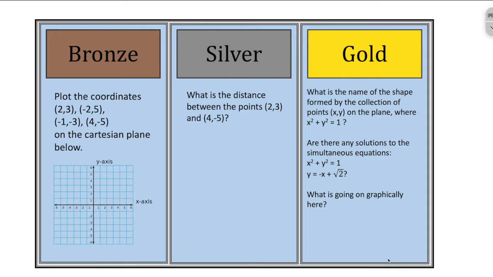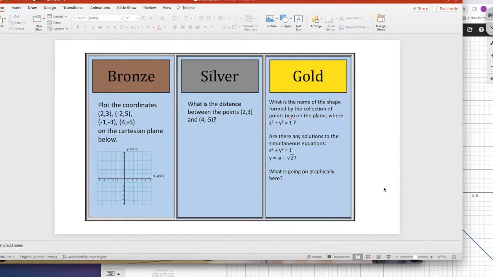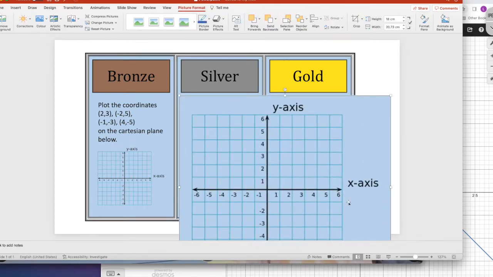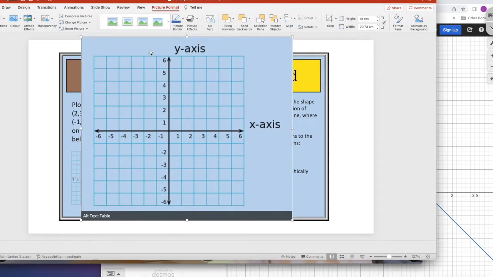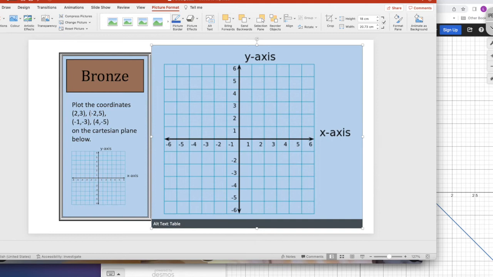So this is what I'm going to do. I'm just going to screenshot that and bring it up because I can annotate it in front of you. There we go, that'll be better. So I have my coordinates I'm going to plot here, and I have the axis here. I'm just getting my annotator out.